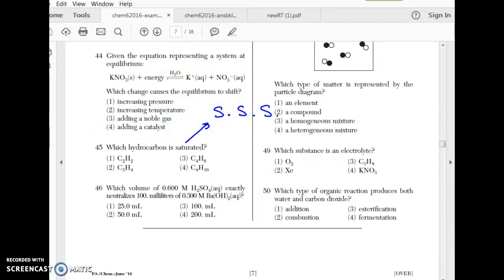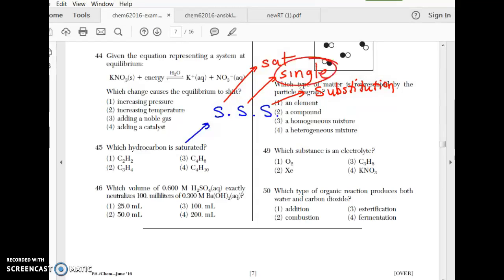Number 45, which hydrocarbon is saturated? Well, I wrote this SSS. It's a little mnemonic device. It helps you remember that if you are saturated, you are all single bonds, and you're going to engage in a substitution reaction. Well, how does this help us here?